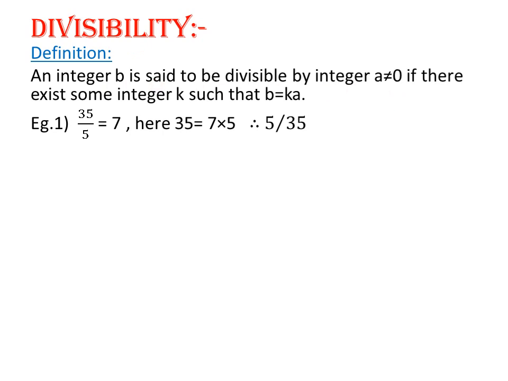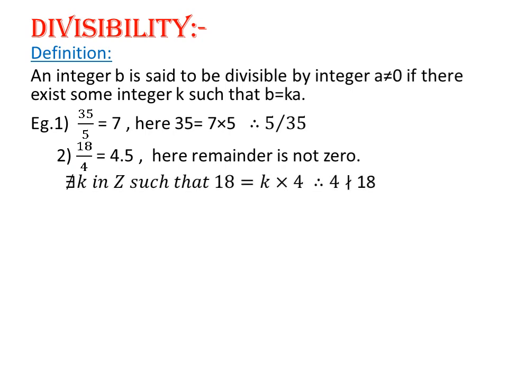For example, 35 upon 5 is 7. Here we can see that the quotient is an integer. So we can write 35 as 7 into 5, so we can say that 5 divides 35. Now in this case, 18 upon 4 is 4.5. Here the quotient is not an integer, that is, the remainder is not 0. That's why we are getting the quotient as a fractional number. So in this case, there does not exist any integer in Z such that we can write 18 as a product of quotient and divisor, where the quotient is some integer. So in this case, 4 does not divide 18.